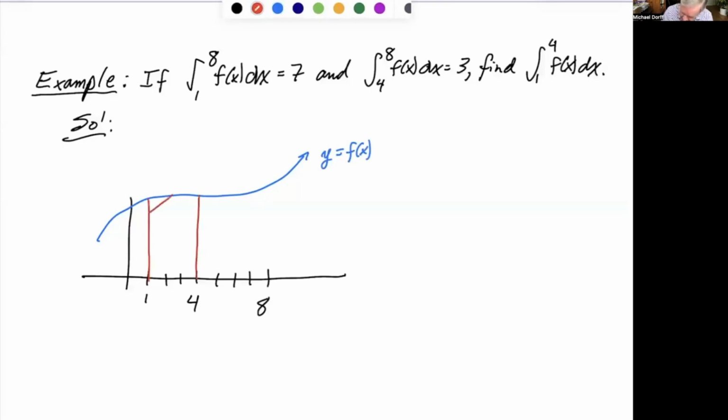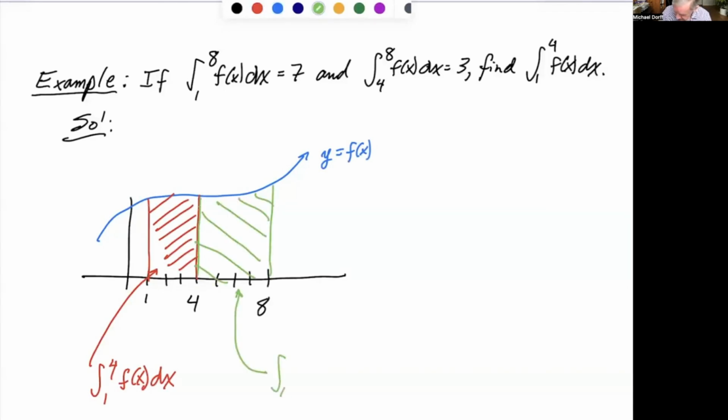What does this red area represent? Well, that represents the integral from 1 to 4 of f of x dx. That's what we want to figure out. We've also got this integral, 4 to 8, and that represents the integral from 4 to 8 of f of x dx.